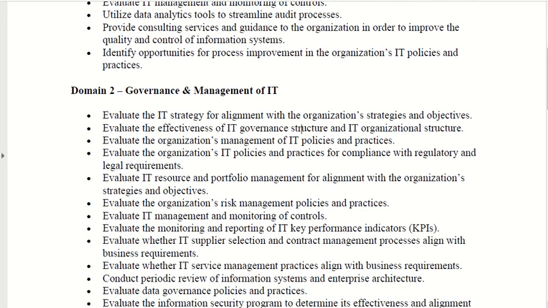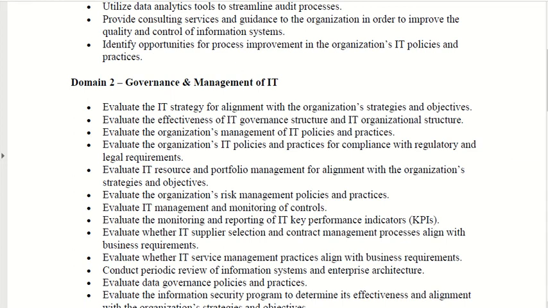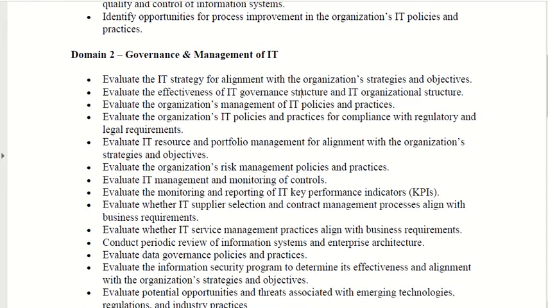Evaluate the organization's management of IT policies and practices. Evaluate the organization's IT policies and practices for compliance with regulatory and legal requirements. Evaluate IT resources and portfolio management for alignment with the organization's strategy and objectives. Evaluate the organization's risk management policy and practices.